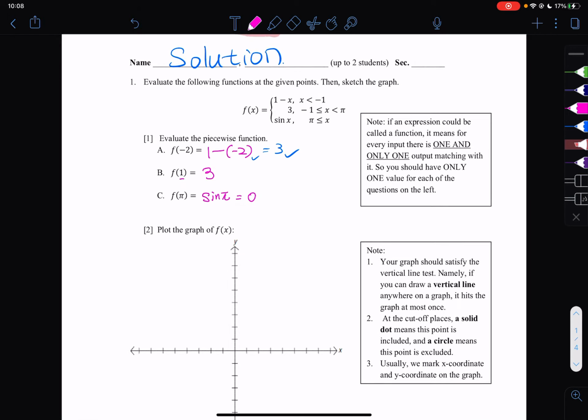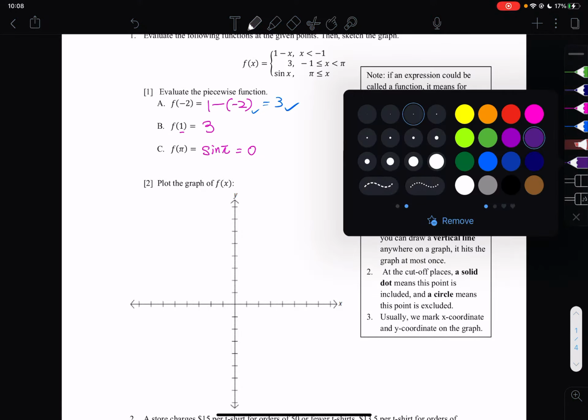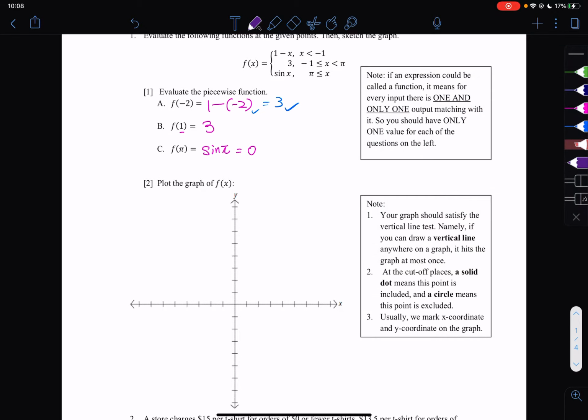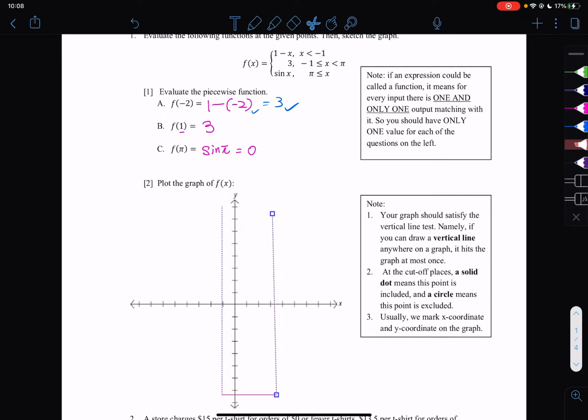In order to plot the graph of this function, you're going to divide it into 3 different pieces, because clearly your function has been divided into 3 groups. So this is my first cutoff, which was -1. And the second piece is pi. Pi is somewhere over 3. So let's just put it at the right position somewhere here.